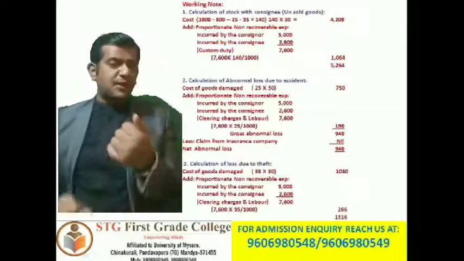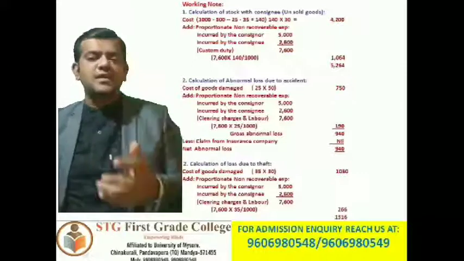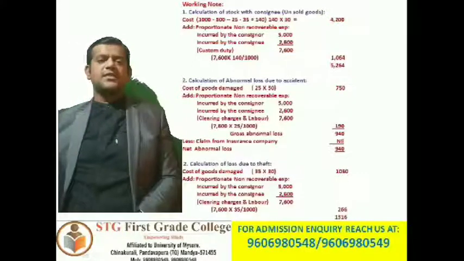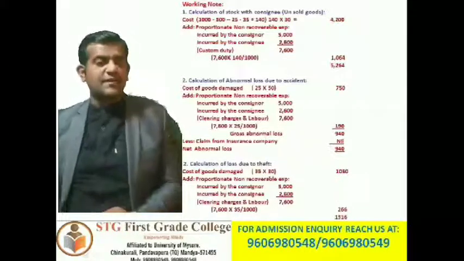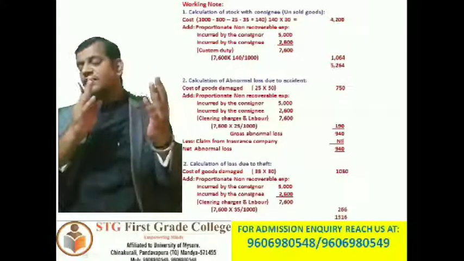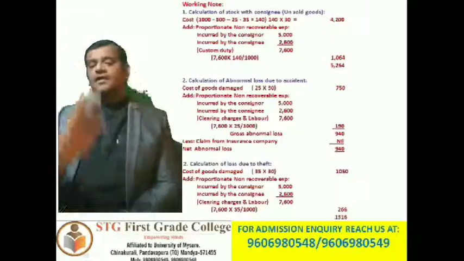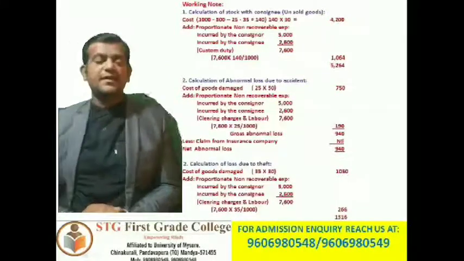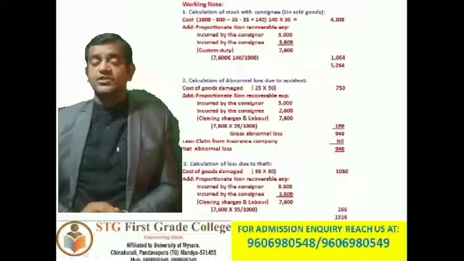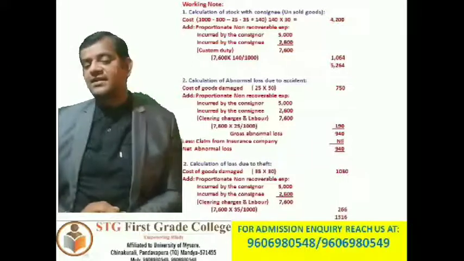In the problem there is no point that the insurance company has given a claim, or such kind of information is not there. So when it is not there, you have to deduct less insurance claims, nil. So net abnormal loss will be 940 rupees itself. So how much net abnormal loss? 940 only. That is correct.